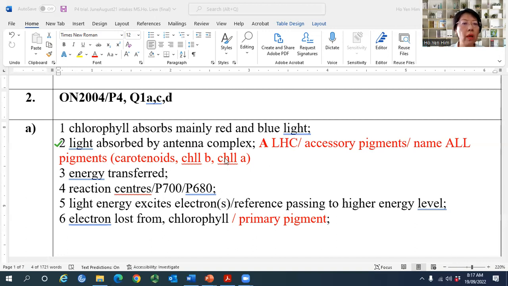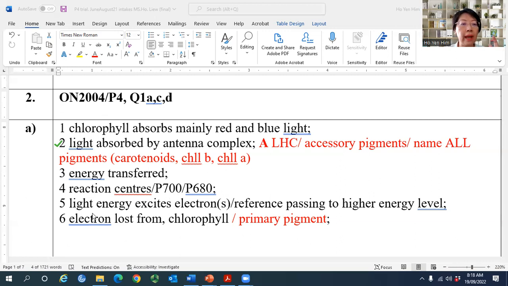Then number 2, accessory pigments will then transfer this light energy from one accessory pigment to the next accessory pigment. So it's energy transfer. Transfer to where? Transfer to the reaction centers, which can be P680 for photosystem 2, P700 for photosystem 1.